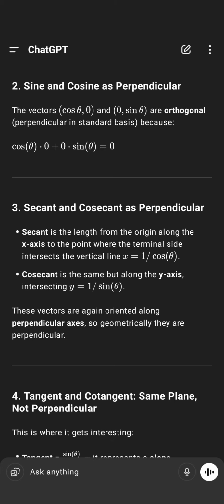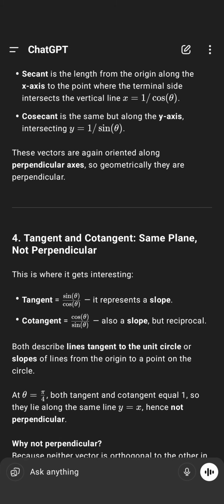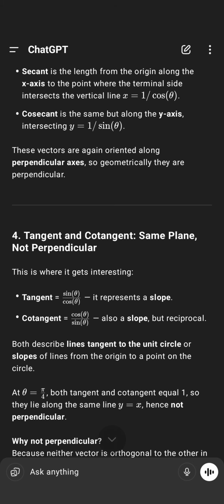3. Secant and cosecant as perpendicular. Secant is the length from the origin along the x-axis to the point where the terminal side intersects the vertical line x equals 1 over cosine theta. Cosecant is the same, but along the y-axis, intersecting y equals 1 over sine theta. These vectors are again oriented along perpendicular axes, so geometrically they are perpendicular.